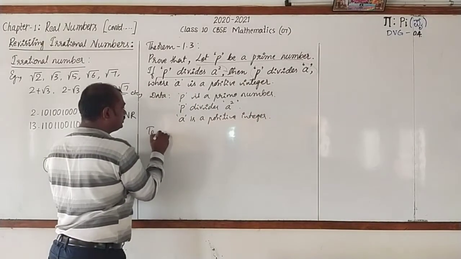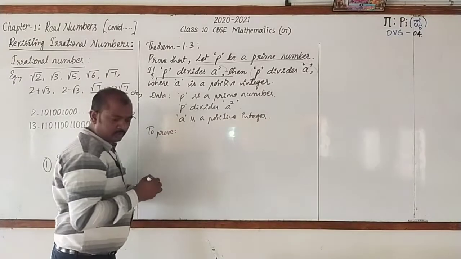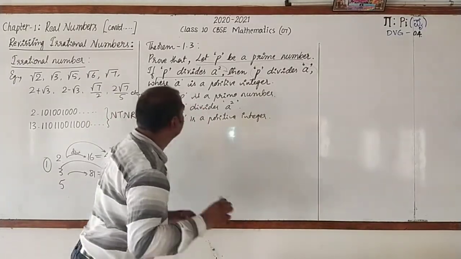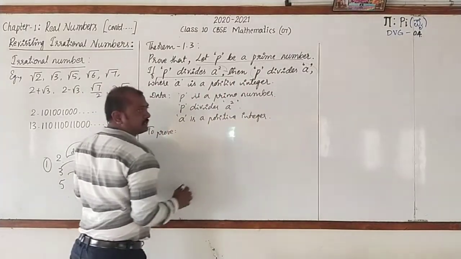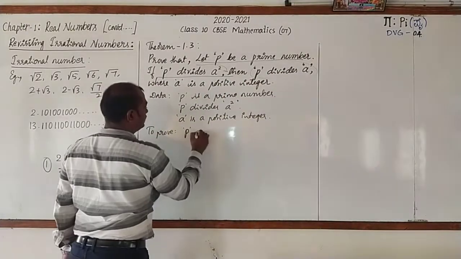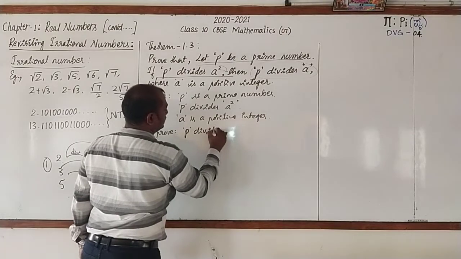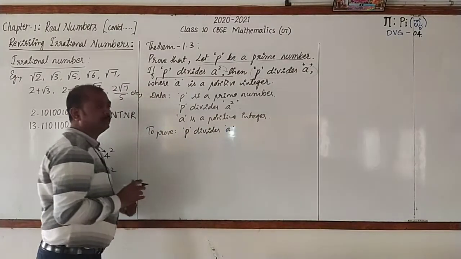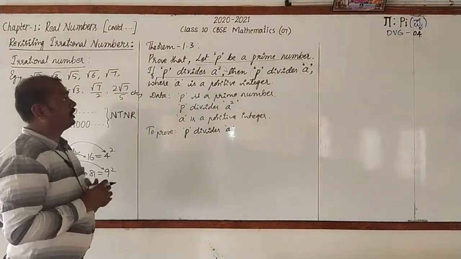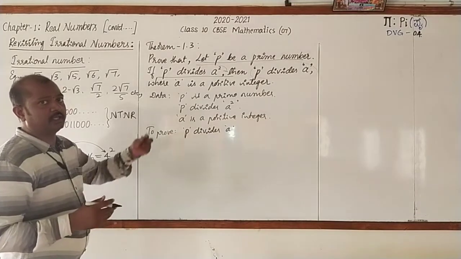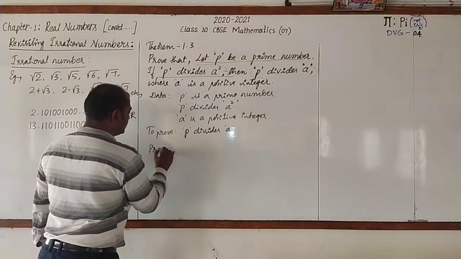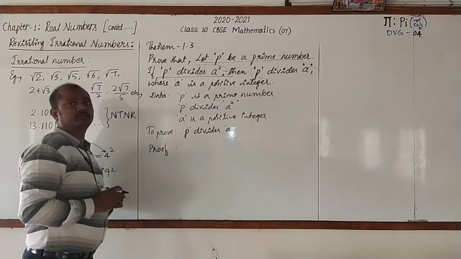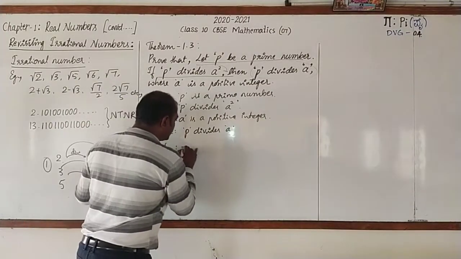Then what are you going to prove? You are going to prove that P divides A. This is going to be proved. How? As I said, as it is a theorem, it should be proved with logical steps. Let's go for the proof. I'll use the given statement.